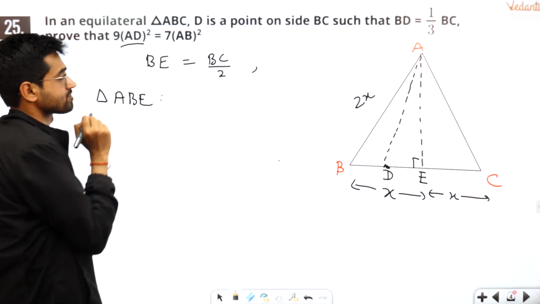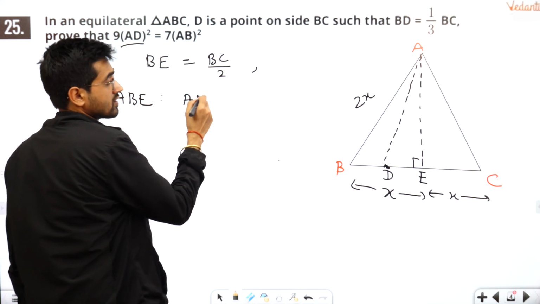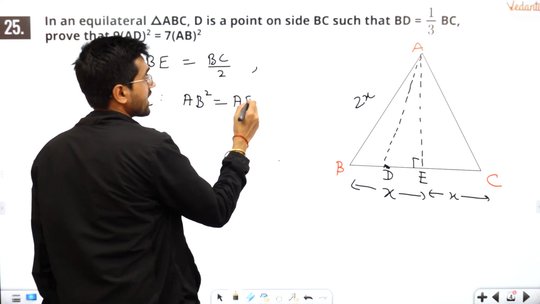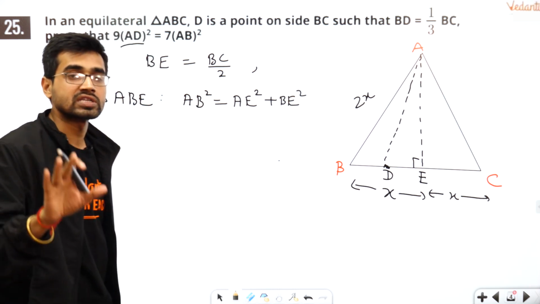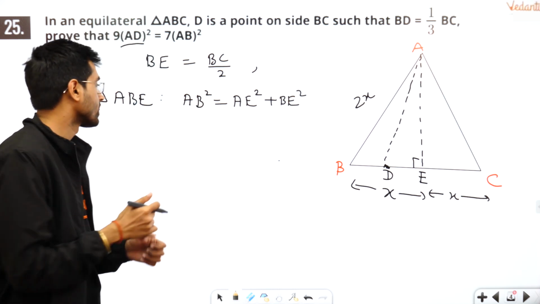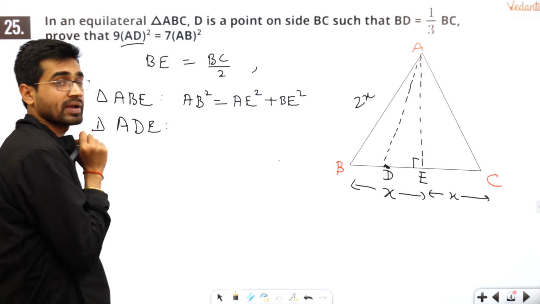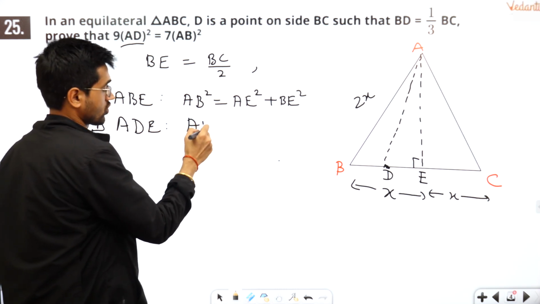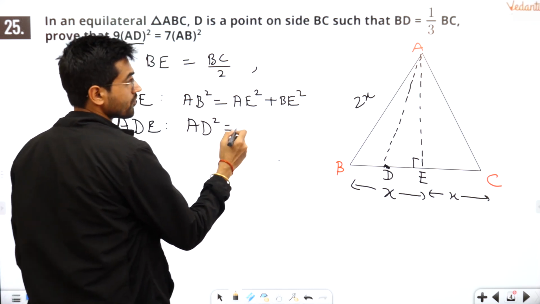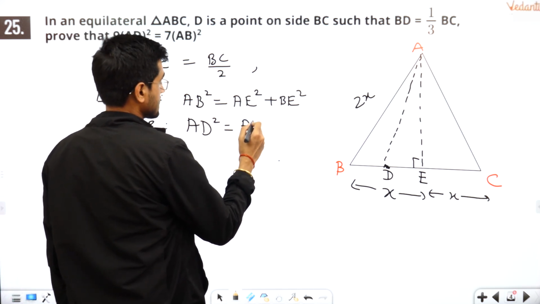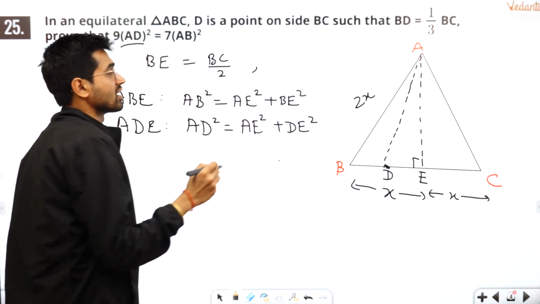What shall I get? I will get AB square is equal to AE square plus BE square. I'll write it like this only right now. Try to understand, I'll change everything. Just wait. In triangle ADE, what will I get by Pythagoras theorem? AD square is equal to AE square plus DE square.